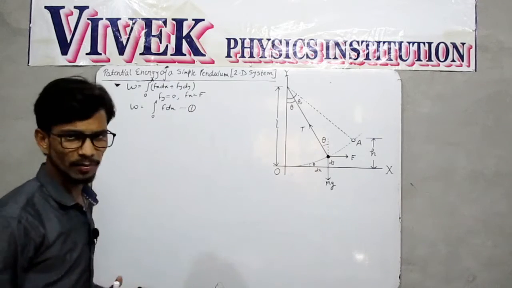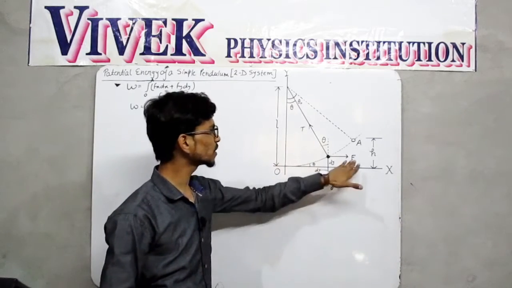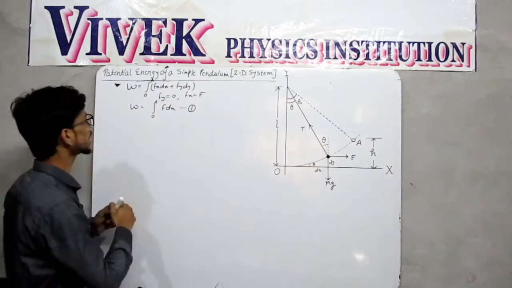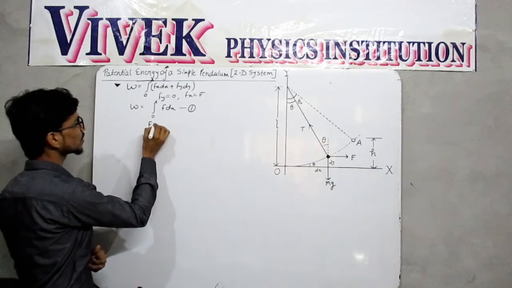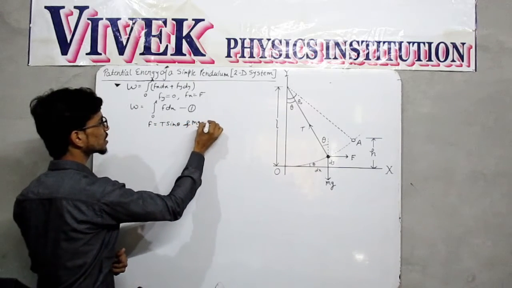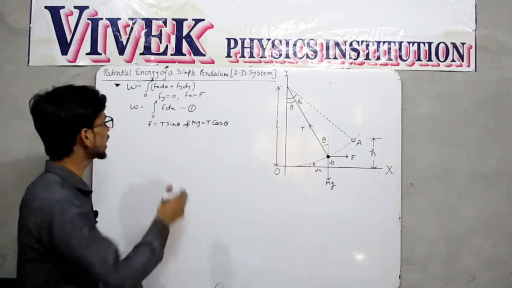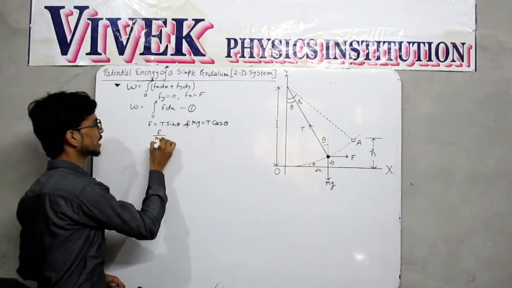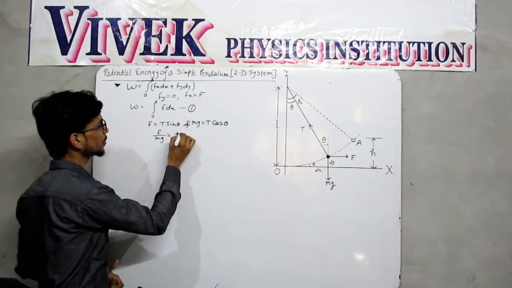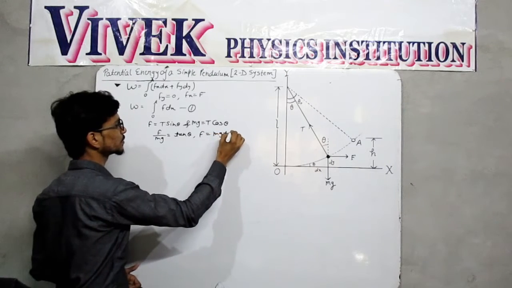Now from the diagram we can resolve the two components of the tension in the string. These are simply F equals T sin theta and mg equals T cos theta. So let me write down here: F equals T sin theta and mg equals T cos theta. By dividing these two equations we get F over mg, T is cancelled by T, and sin theta over cos theta gives tan theta, or F equals mg tan theta.